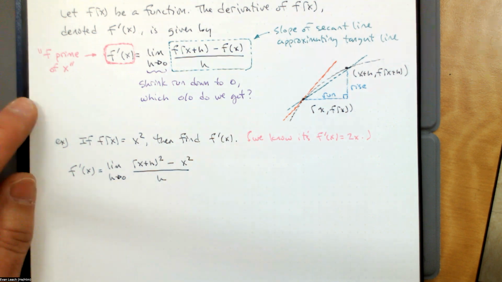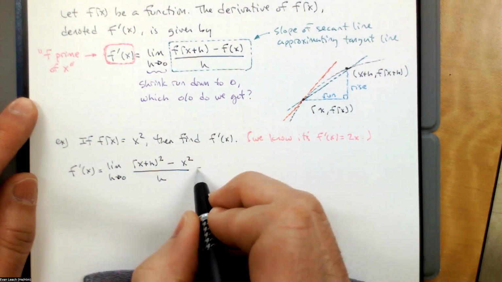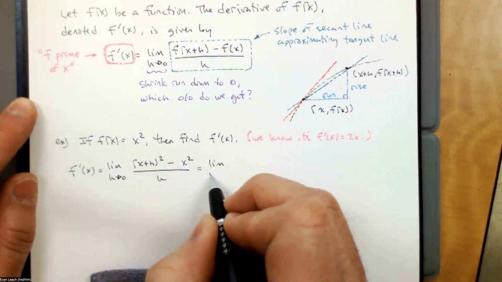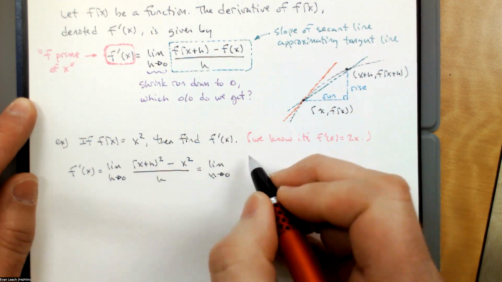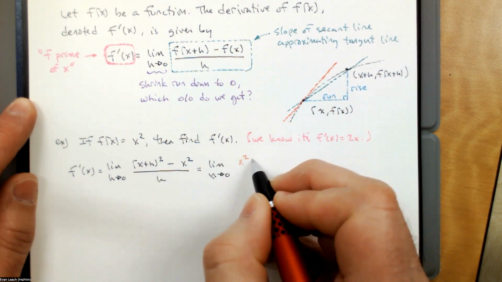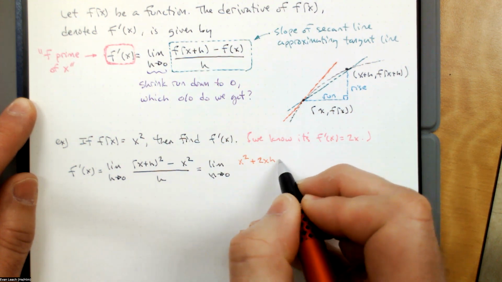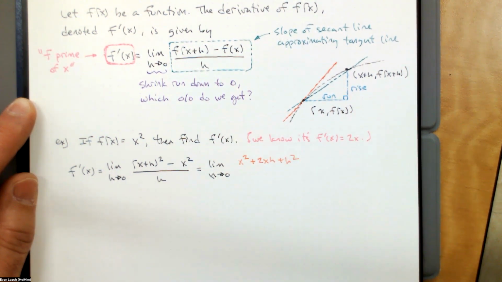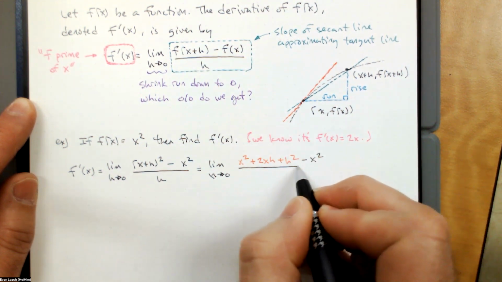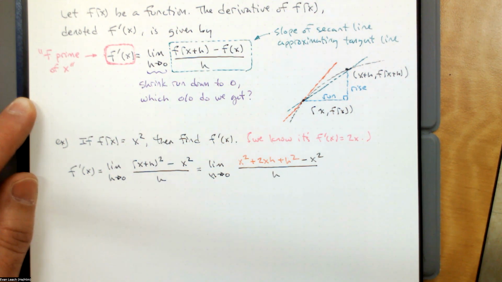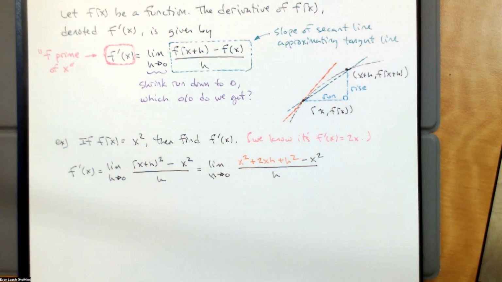But if we beat on this with the algebra stick for a little while, so we just play a little bit of algebra game. I'm going to take this x plus h squared and multiply that out. X squared plus 2xh plus h squared minus x squared all over h. So we're just going to play some algebra, mess around with some things.